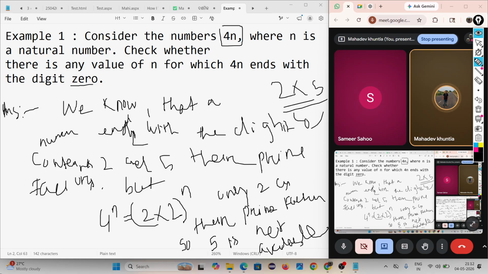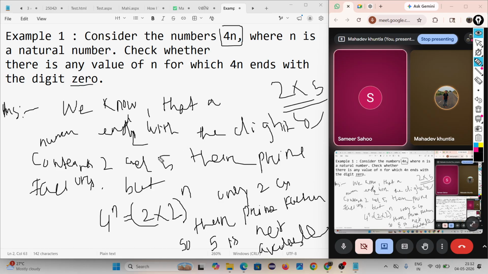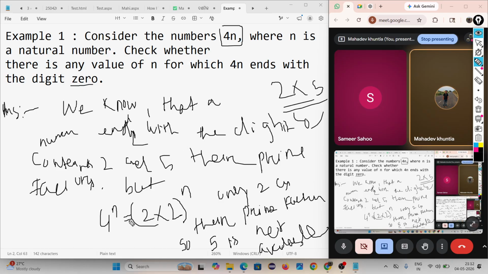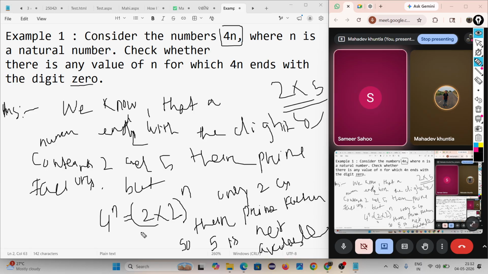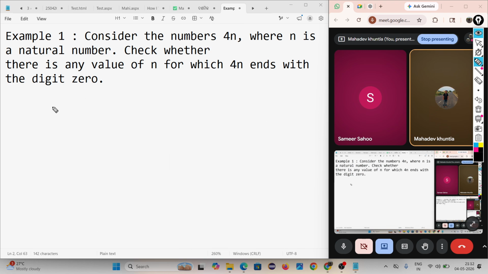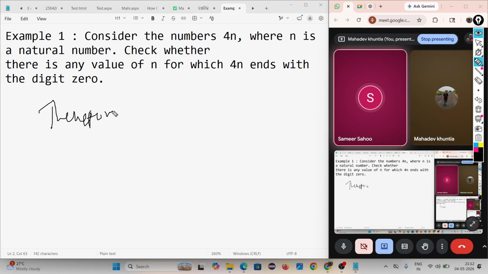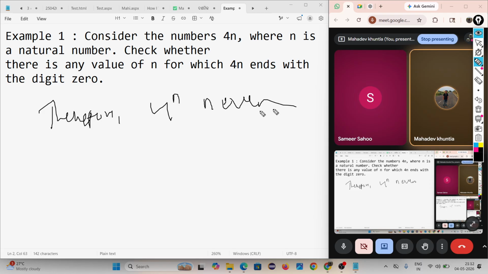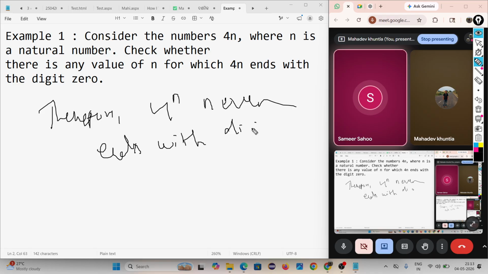100% this type of question will come in your exam. Okay, you understand the concept of how to write it, only focus. We know that a number that ends with the digit 0 must contain 2 and 5 as its prime factors. But 4 raised to the power n, whose prime factorization is 2 into 2 raised to the power n, only contains 2 as the prime factor. 5 is not available. So therefore 4 raised to the power n never ends with digit 0. You understand this concept?